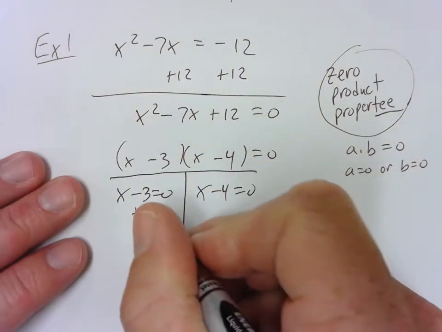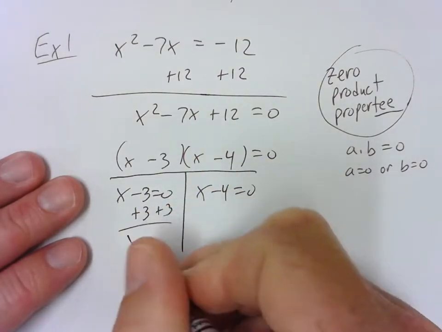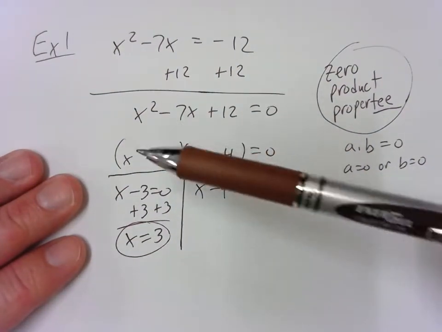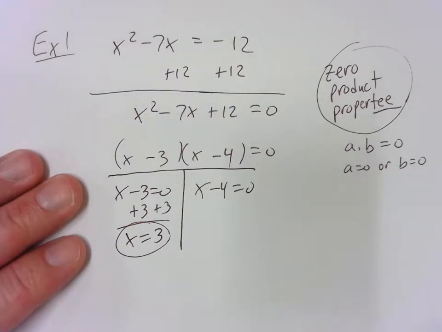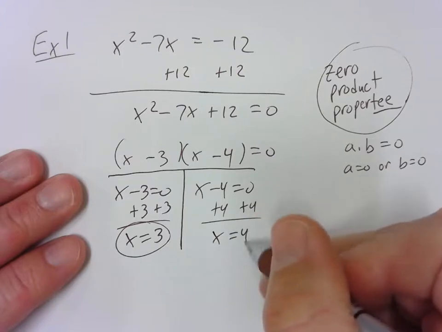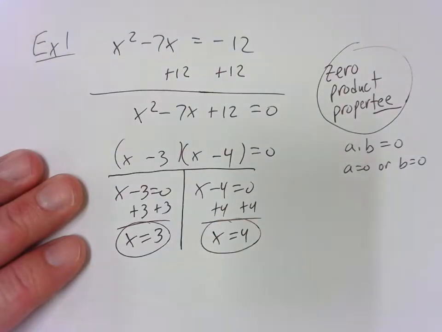So add 3 over. I like my brown pen. I don't know if you can see the brown, but it's a brown pen. It's the time of the year it is. It's fall, so you got to have a brown pen. Even though it doesn't feel like fall here, it's kind of warm today. All right, so 3 and 4.